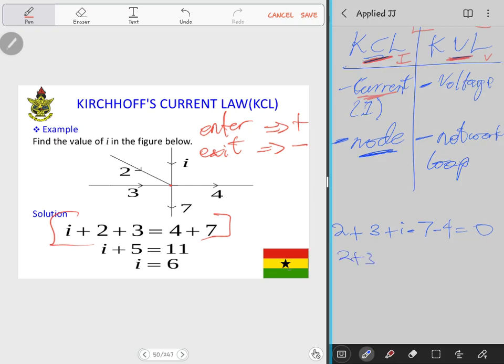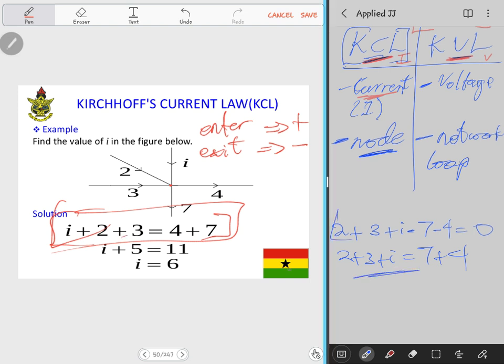So those entering, these ones, 2, 3, and then we have I, right? Those exiting, we have 7, and then we have 4. So you see, it's the same thing here. Just that you have to get the concept that the algebraic sum for this particular law, the KCL, now we are dealing with the KCL, right? The algebraic sum of the current entering and exiting a node is 0. So is this one. That can be rewritten to this form. It's the same thing, okay?